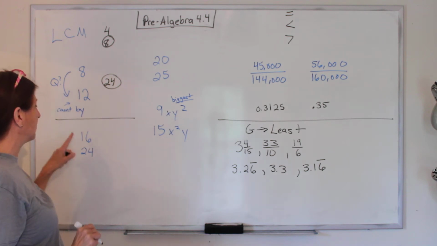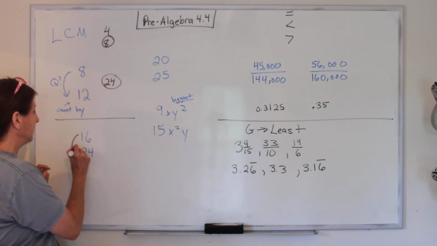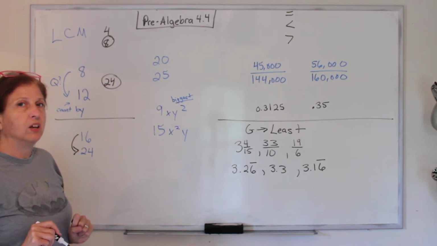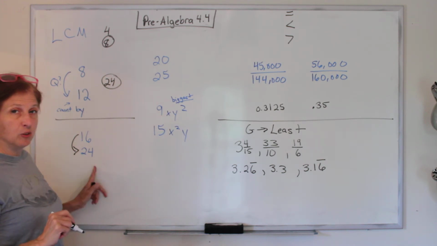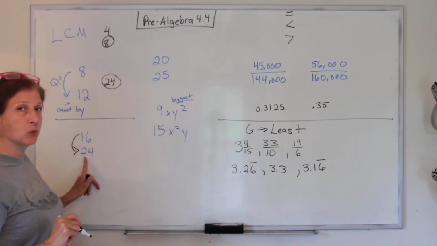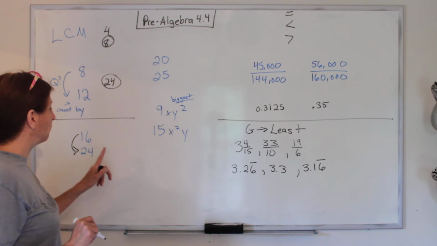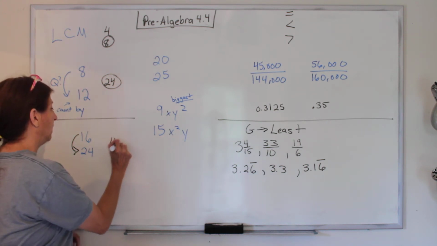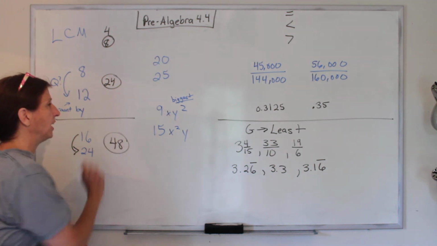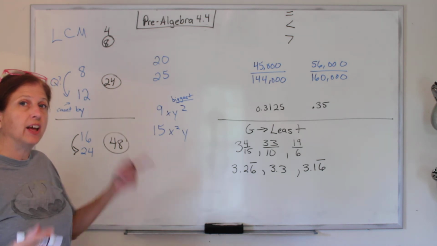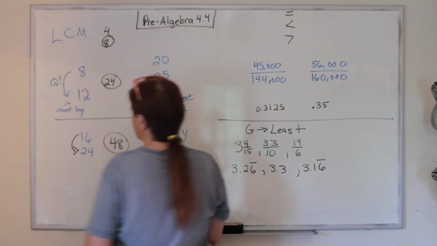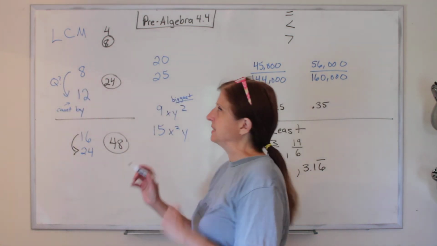Alright, next, let's try this one. Does 16 go into 24? No. If it did, it'd be 24. So we're going to skip count by 24. 24, 48, yay! 16 goes into 48, it's the answer. If you didn't know that, you check it on your calculator. This is 2020, we're embracing the calculator.